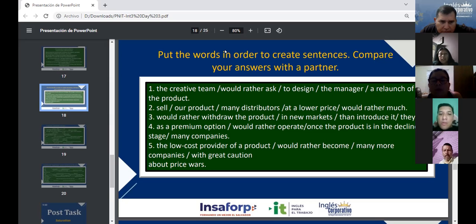Or many companies would rather operate once the product is in the decline stage as a premium option. Entonces sería many companies would rather operate once the product is in the decline stage as a premium option. Estoy dudando si es as the premium option once the product. As a premium option could be at the beginning. As a premium option, many companies would rather operate. It's possible. As a premium option, many companies would rather operate once the product is in the decline stage.